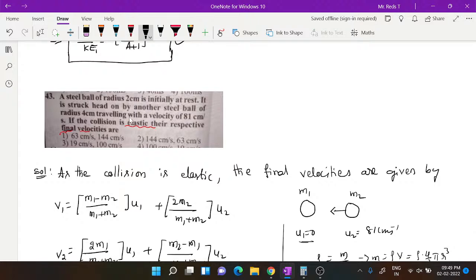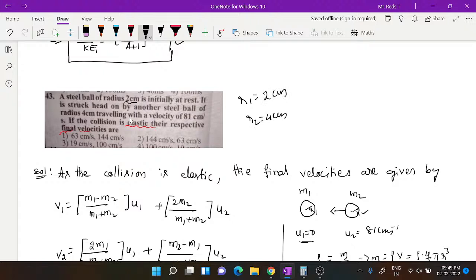This is M1, having radius R1, which is initially at rest, u1 equal to 0, and it is struck head-on by another steel ball of radius 4 centimeter traveling with velocity of 81 centimeter per second. So it is struck by another one, the second one. Usually we consider the first one, then the second one, right? To strike this, the second one has to travel in this direction. So let us consider the second one to the right side. This is M2 having radius R2. The values are given: R1 is equal to 2 centimeters and R2 is equal to 4 centimeters.